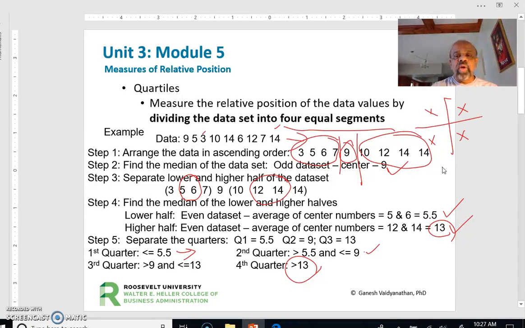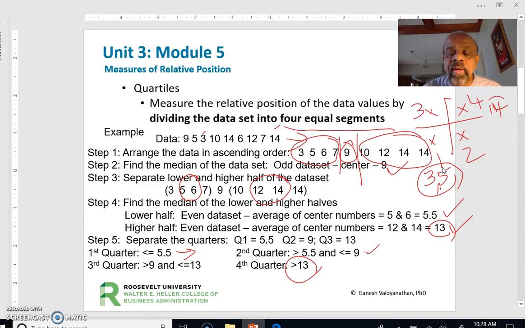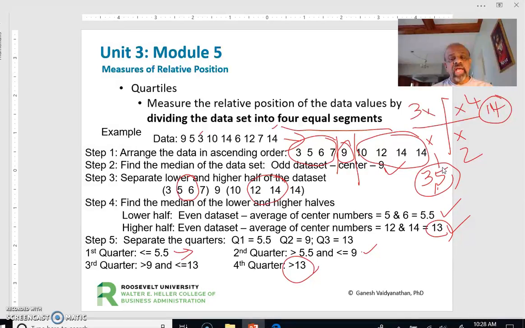Now I can place my points wherever they belong. For instance, if this is my first quarter, second quarter, third quarter, fourth quarter, then I can say my first data point, 3, is going to be in my first quarter. 3 and 5 are going to be in the first quartile, the lowest quartile, whereas 14 and anything greater than 13, so 14, is going to be in my highest quartile, or the fourth quartile.